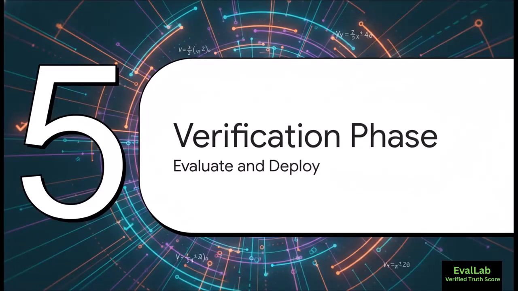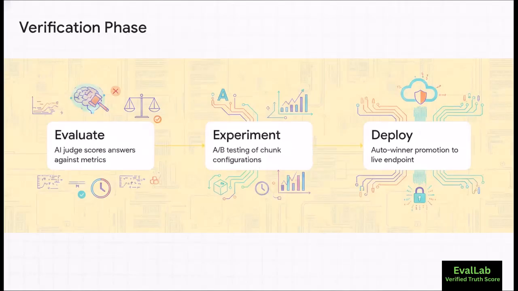Once the information is securely found, we hit Chapter 2, the verification phase. This is where the AI actually grades its own homework to provide a fully traceable enterprise audit trail. Step 4 is evaluate. The AI drafts an answer, and then a completely separate AI judge steps in to automatically score it against strict metrics.